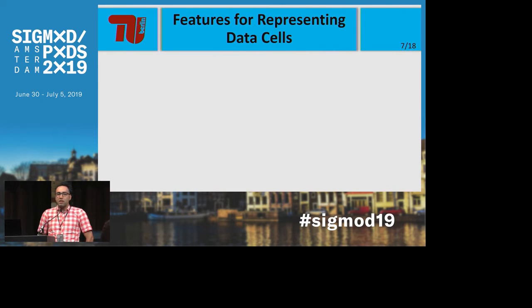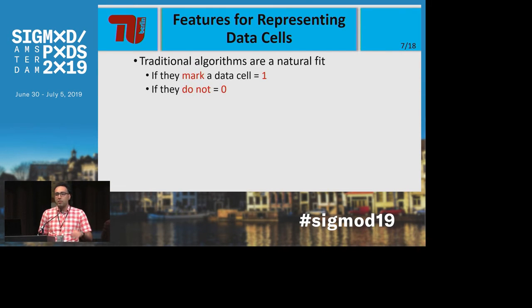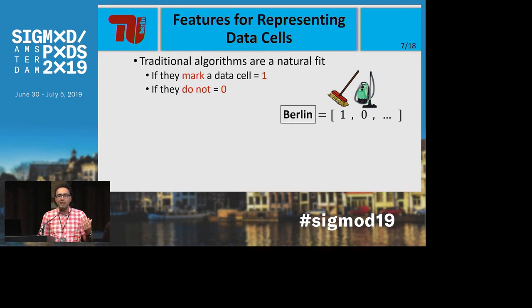So let's first start with featurization. A very intuitive solution for featurizing the data values is to use basically the traditional algorithms. We can use these algorithms because these algorithms are supposed to detect data errors. So basically, we can run these algorithms on our data set. Whenever they mark a data value, we can assume that we have one value 1 inside the feature vector of that value, and whenever they do not mark this value, we can add 0 in the feature vector of the value.